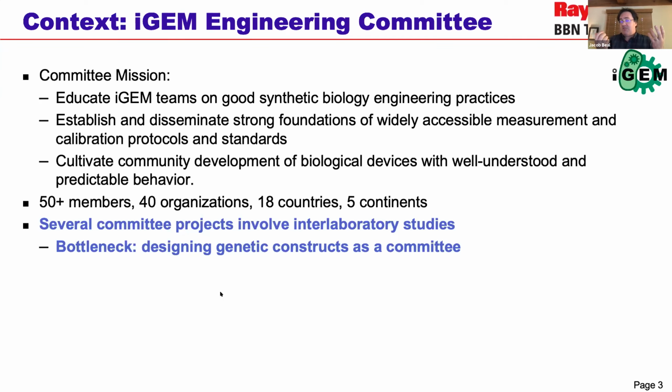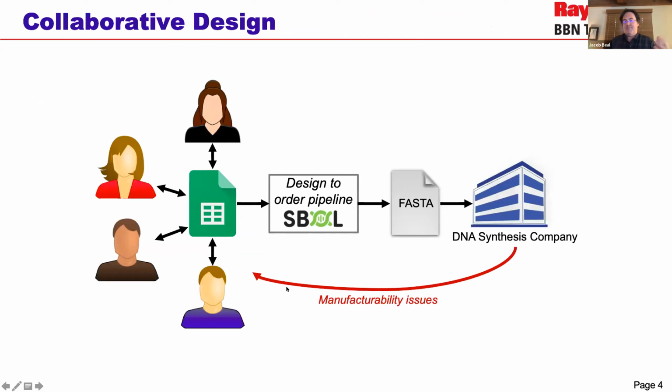So when we're designing interlaboratory studies, one of the key bottlenecks is committee design of genetic constructs. Because you've got a lot of people with a lot of different perspectives and a lot of information you want to include here. So let's go back to this unifying picture.